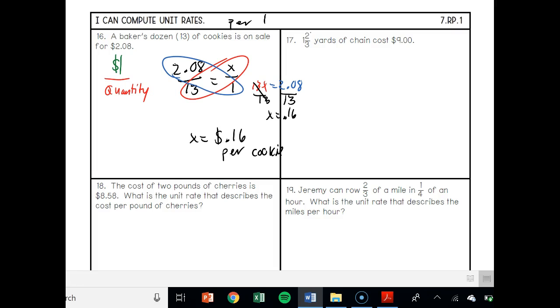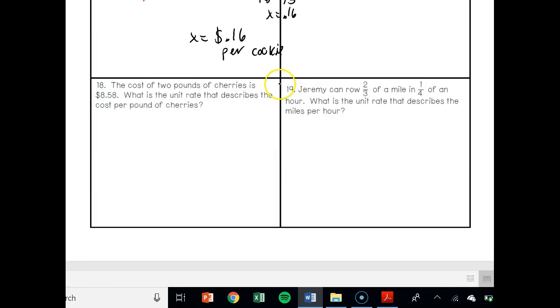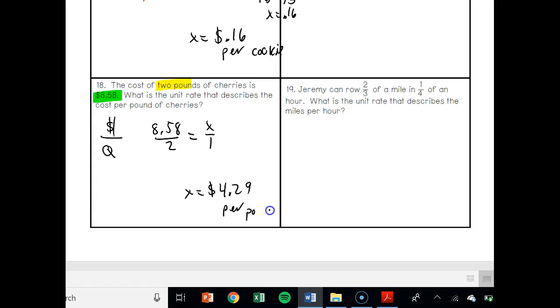And lastly, for 18, the cost of 2 pounds of cherries is $8.58. What is the unit rate? So it's, again, money over quantity. I'm just going to put Q this time. So 8.58 over 2. Again, you could set up a proportion equals x over 1, and you could solve it like that, or you could just simply do 8.58 divided by 2, and you'll see that x is equal to $4.29 per pound. Okay.